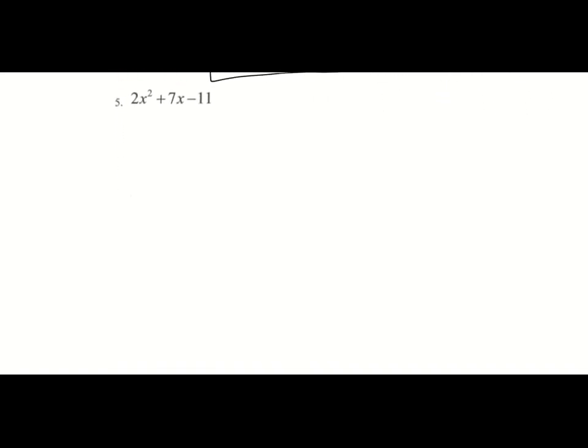Okay, last question. MAM. Multiply. 2 times negative 11 gives me negative 22. And add 7. So I need to multiply to get negative 22. Let's see, negative 2 times 11. No, negative 3. Let's see, 3 doesn't go into 22.